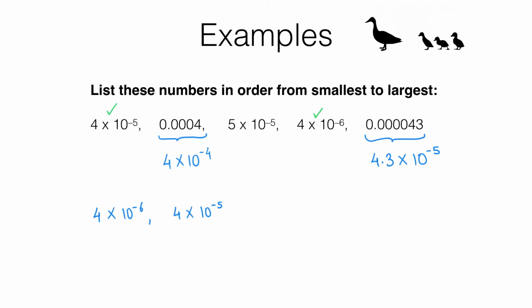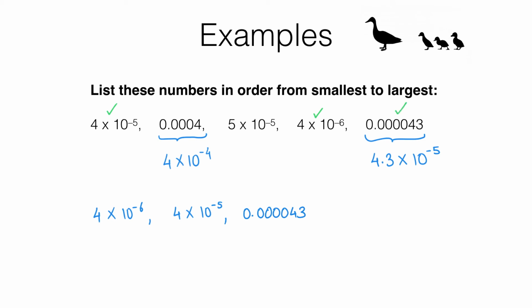What comes next? Is it 5 times 10 to the negative 5 or 4.3 times 10 to the power of negative 5? Well, 4.3 is smaller than 5. And remember, they've both got the same power. So this is the next number that we need in our list. 4.3 times 10 to the power of negative 5, but I'm going to write it in the form it was originally given to us in. So that's 0.000043, and that's that one done.